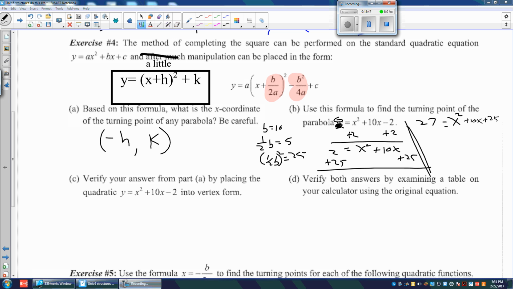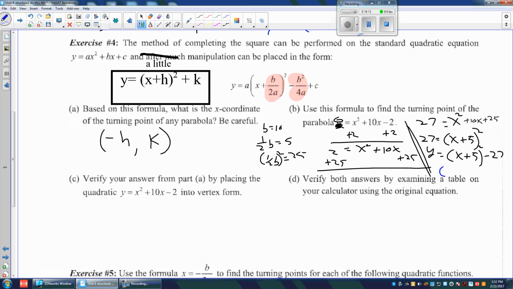I still love the half of b part because I can now factor this into (x plus 5) squared. Now we want it in vertex form, so let's get rid of the 27, and we want the whole parabola. So it's y equals (x plus 5) quantity squared minus 27. Okay, this is mental arithmetic that we can do. And it says find the turning point. There it is right there.